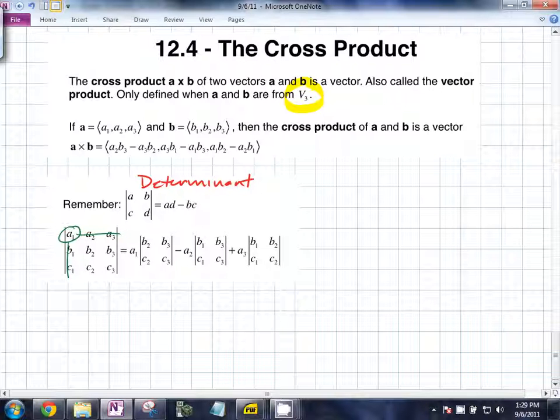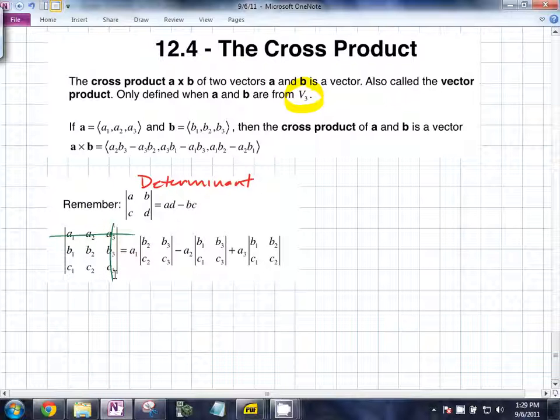If you eliminate A2, what row is that in? First row and second column. It's eliminated. What are you left with? B1, B3, C1, C3, okay? And for A3, it's the same thing. You're left with B1, B2, C1, C2, right?